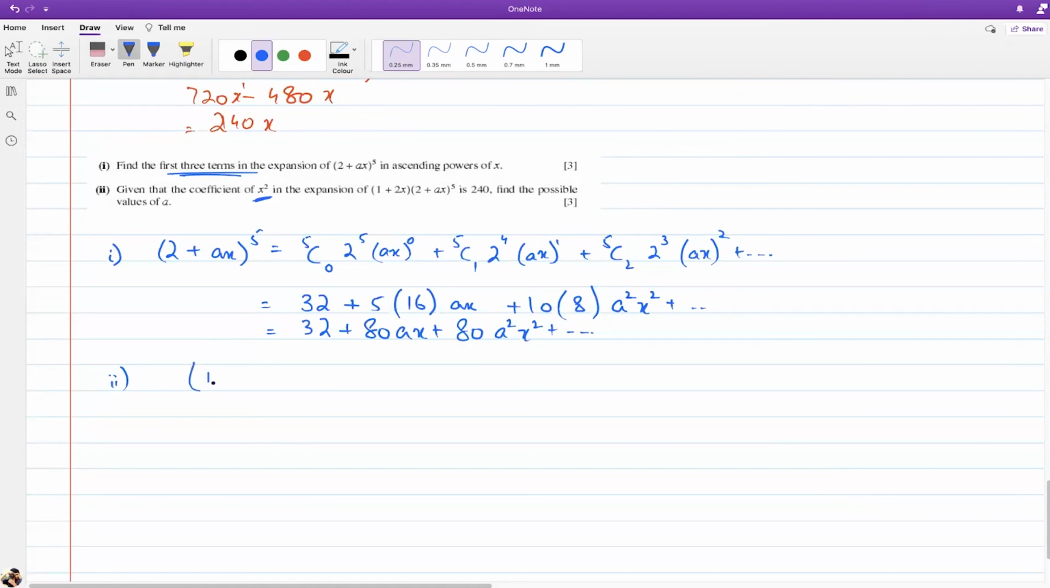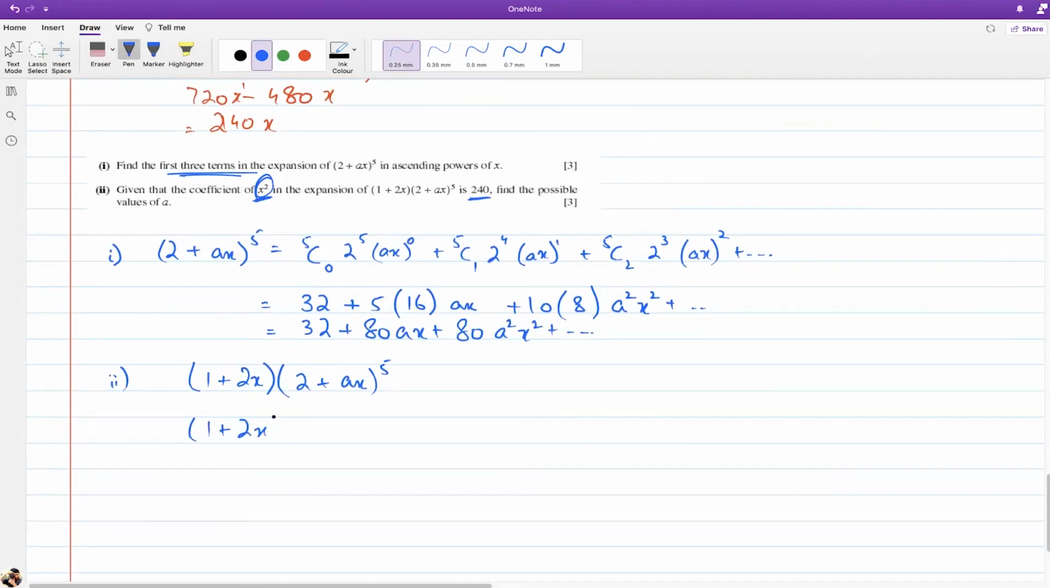When you expand 1 plus 2x and 2 plus ax power 5. When you find x squared, turns out its coefficient is 240. That means I'm looking for 240x squared. That's what I'm going to get. That's my term that I'm looking for. But I do not know what number it is. लेकिन हमें कोई फर्क नहीं पड़ता. हम इसको expand करते हैं. हम देखेंगे कि x squared कौन सा आता है. Alright, so let's expand it.